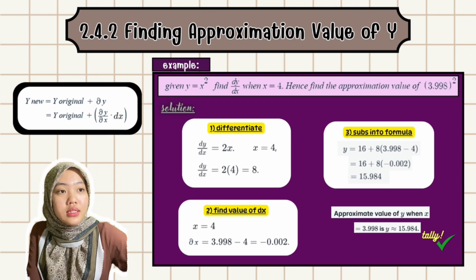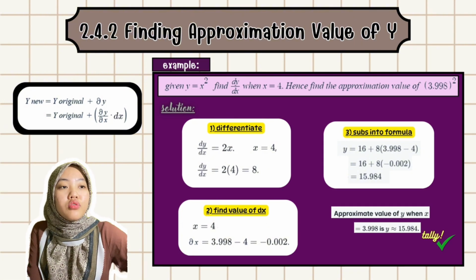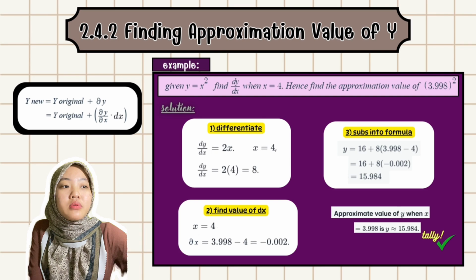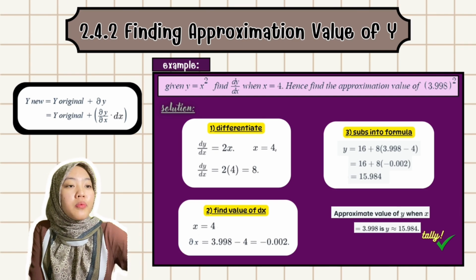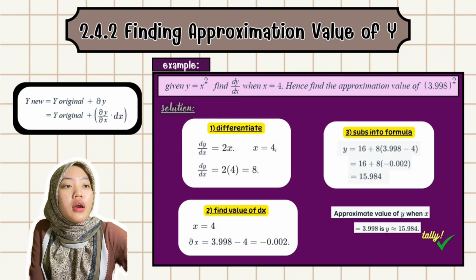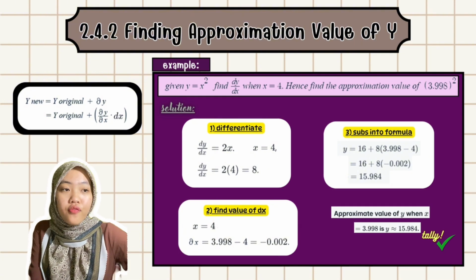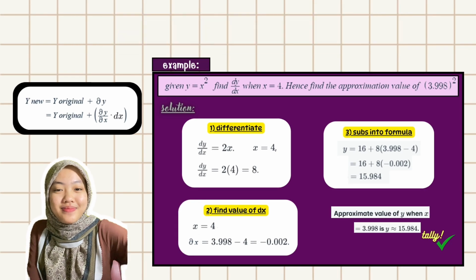And then we go to the last step, which is substitution into the formula. So y is equal to 16 plus 8 times negative 0.002, and you will get the answer, which is 15.984. We know that the value we substituted into the formula is the same as the value given in the question, which is 3.998 squared, which also gives the answer of 15.984, which shows that our work tallies and the answer is correct.